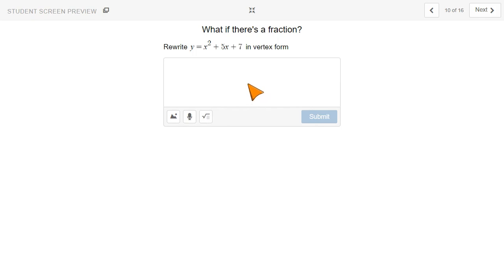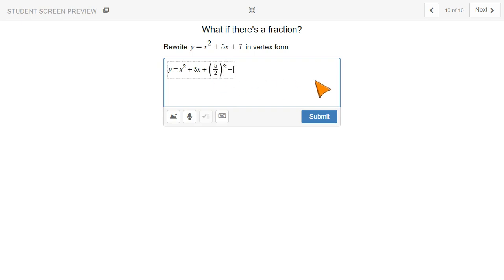Okay, now sometimes we have a fraction that's created. We're able to deal with that because we know how to work with fractions. Okay, so let's rewrite this. x squared plus 5x. Our middle term is going to be 5 divided by 2 all squared. I've introduced that. Now I have to take it away and rewrite the rest of the equation.